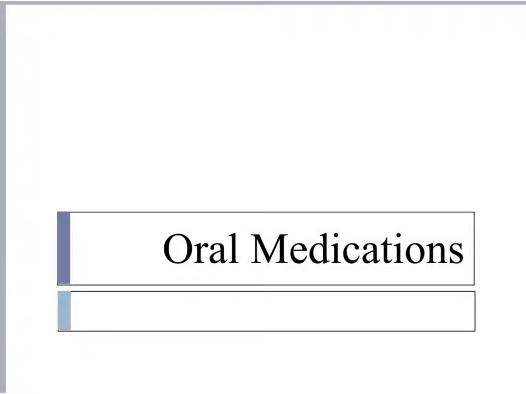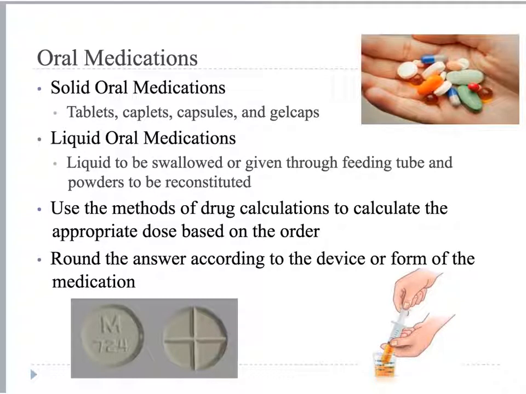Oral medications. Oral medications come in many different forms. They can be solid oral medications, which would be tablets, caplets, capsules, or gel caps. They could be liquid oral medications, which is a liquid to be swallowed or given through a feeding tube, and powders that are to be reconstituted.